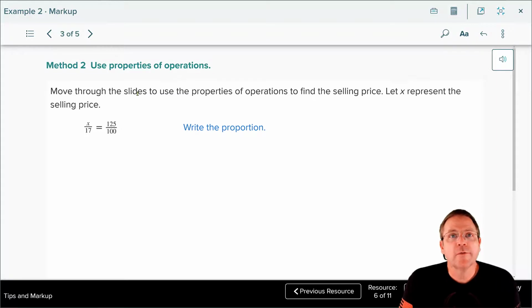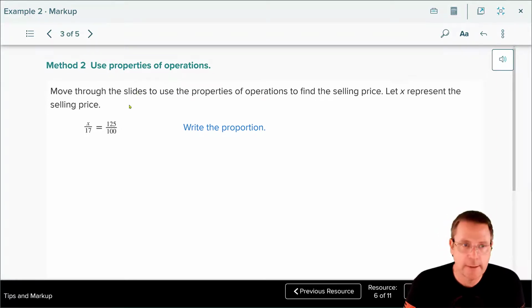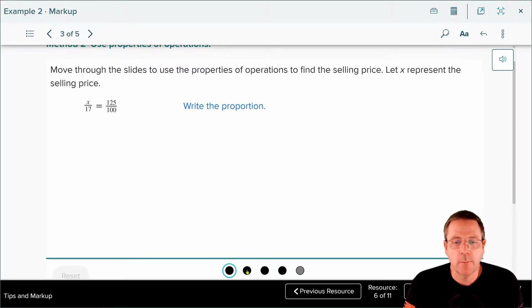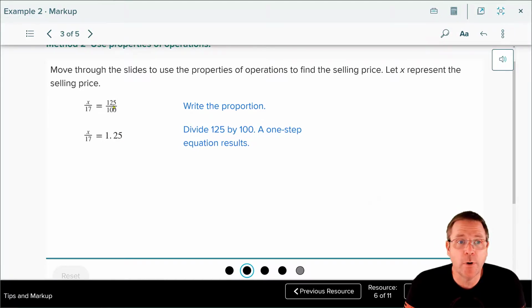Now we're going to look at solving the same problem using method 2, the property of numbers. Once again, they set it up with a proportion that you can see over here on the left, and we're going to move through that proportion. They change 125 over 100 to 1 and 25 hundredths. If you divided 125 by 100, you would get 1.25, or 1 and 25 hundredths. Or you can just move the decimal 2 spaces. That's what you get when you divide a number by 100. Just move that decimal 2 spaces to the left, and you're done.